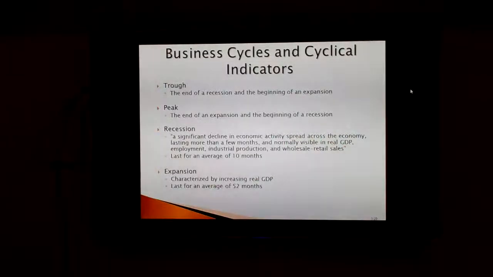So it's not a perfect system. A recession is a significant decline in economic activity spread across the economy, lasting more than a few months, normally visible in real GDP, employment, industrial production, and wholesale retail sales. They last for an average of 10 months. This is a strange definition. I've heard that a recession is negative growth for at least 2 quarters.